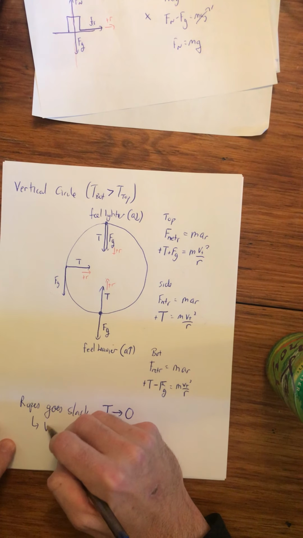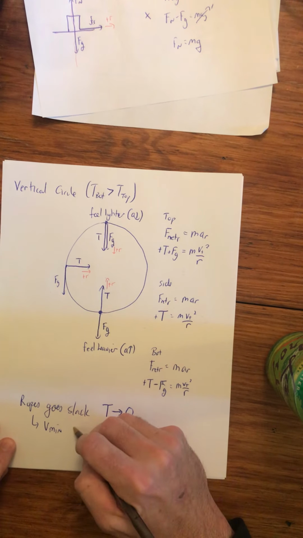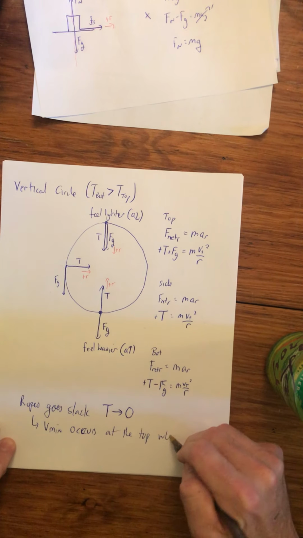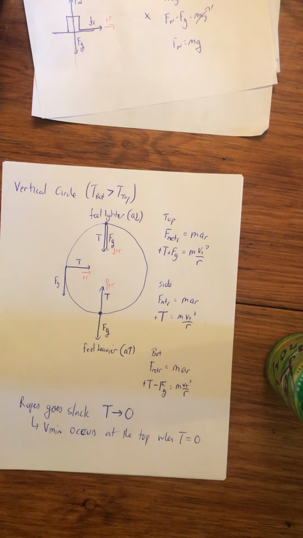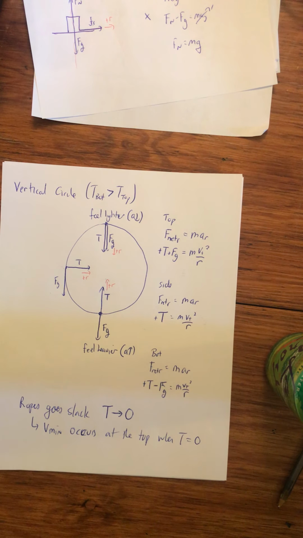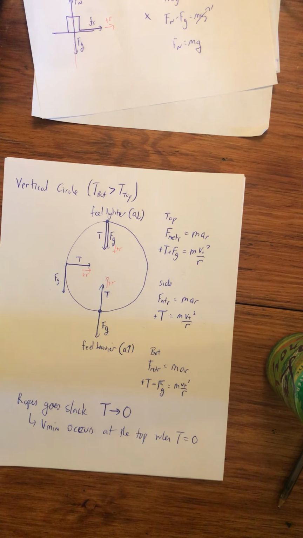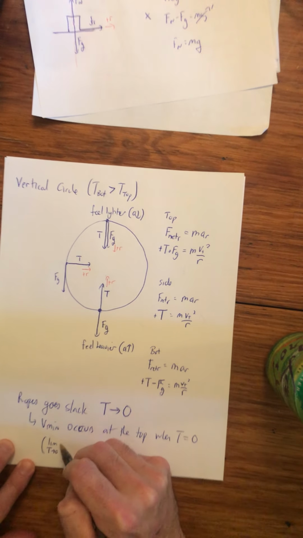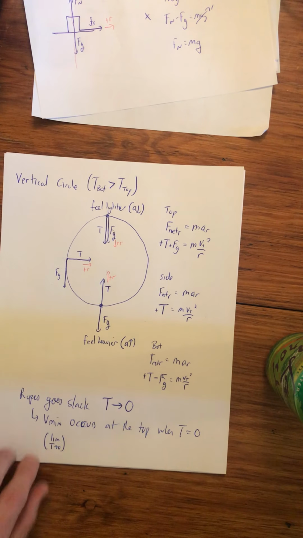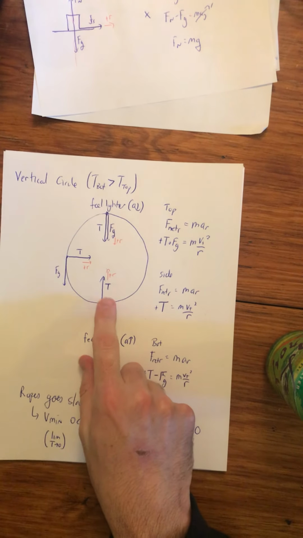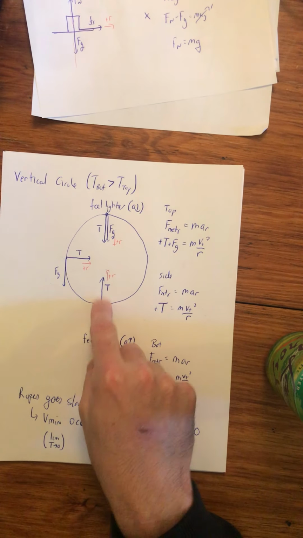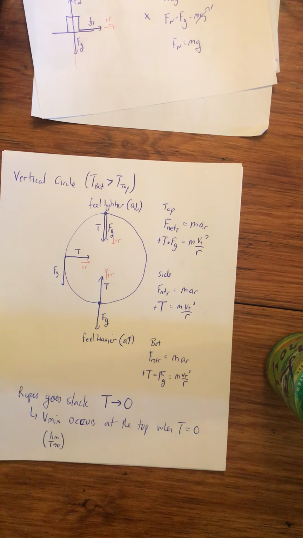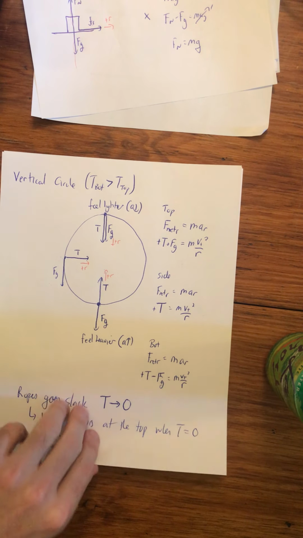So the minimum speed to go around the circle occurs at the top when T equals 0. Just as T equals 0, for those playing along at home, yes, it is a limit as T approaches 0 at the top. We're not concerned about too slow at the bottom, because if you're too slow at the bottom, it just sits there. But at the top, if it's too slow, it doesn't work. So there you go. That's what's going on with the vertical circle with the string.